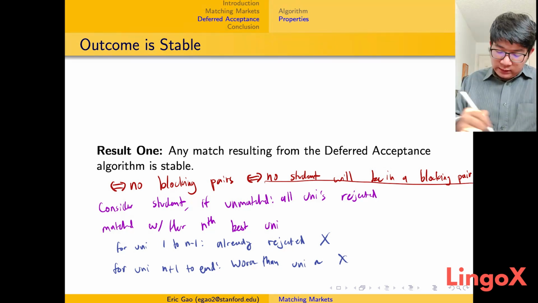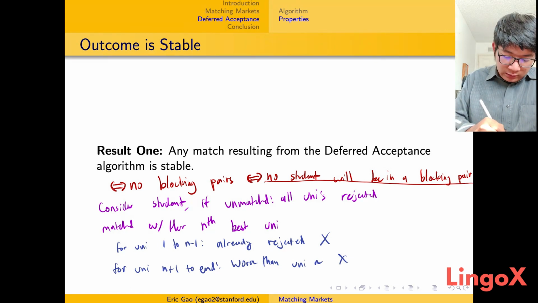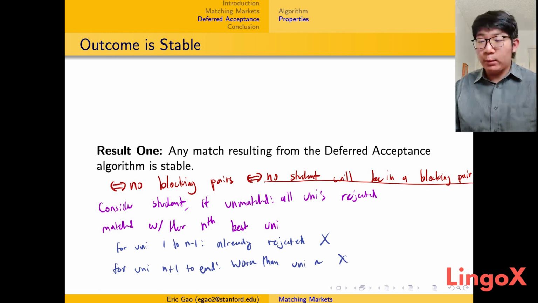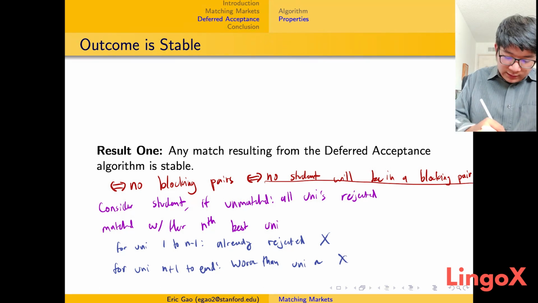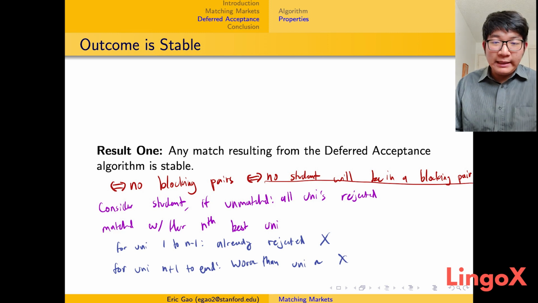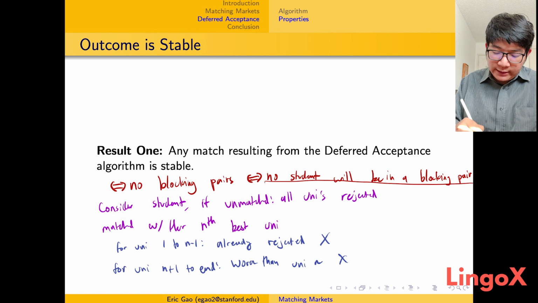Now consider if a student is matched with their nth best university. There are two cases as to which university this student may try to form a blocking pair with. If they try to form a blocking pair with their first best to their (n-1)th best university, then they have already gotten rejected.